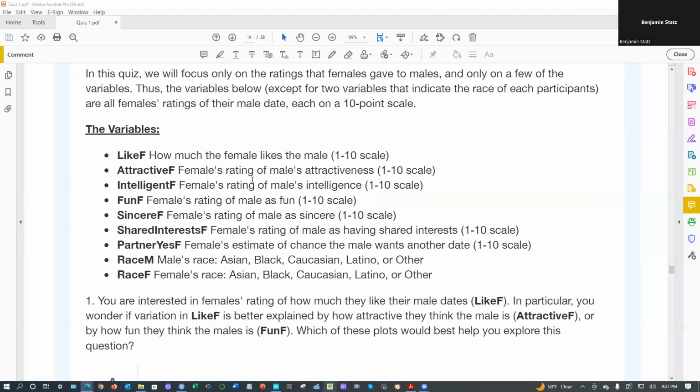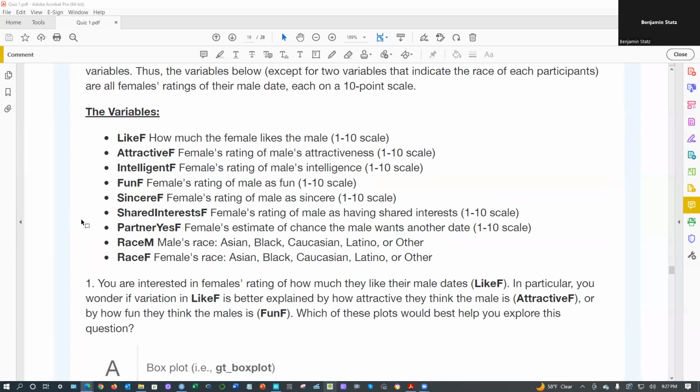Attractive, a female's rating of the male's attractiveness. Intelligent, female's rating of the male's intelligence. Fun, a female's rating of the male as fun. Sincere, female's rating of the male as sincere. Shared interest, female's rating of the male as having shared interests. Partner, female's estimate of the chance the male wants another date. Race, male's race: Asian, black, Caucasian, Latino, other. Race, female's race: Asian, black, Caucasian, Latino.